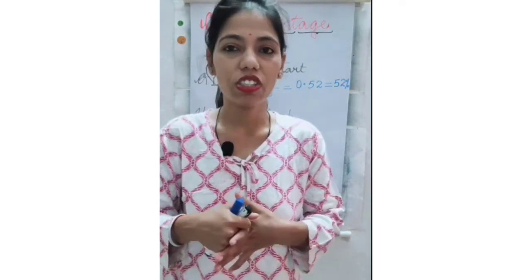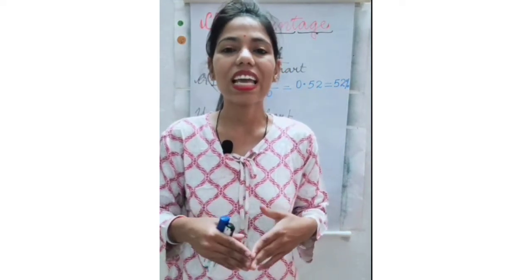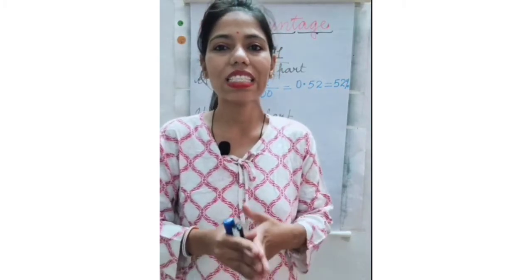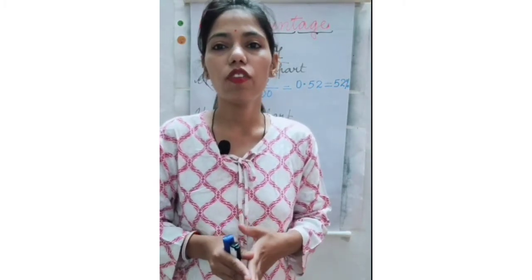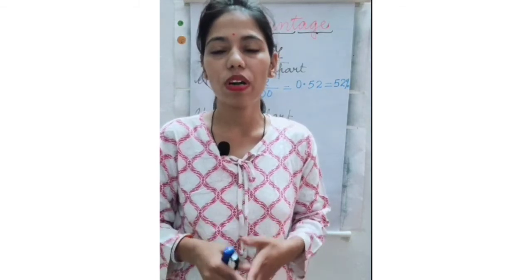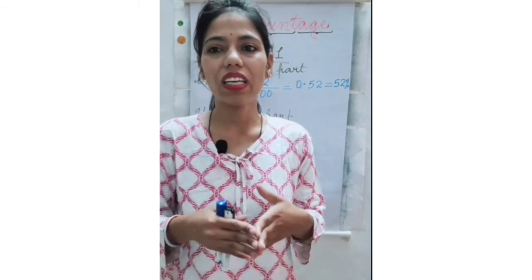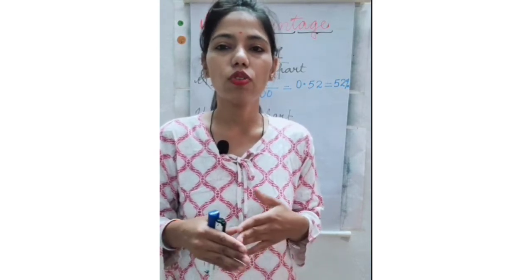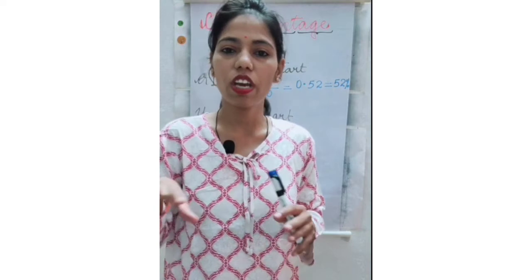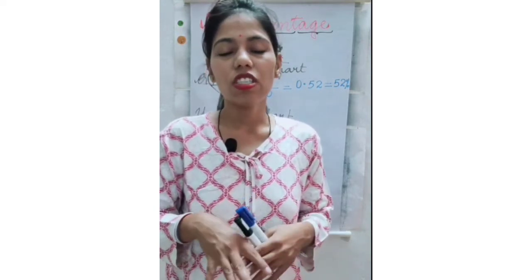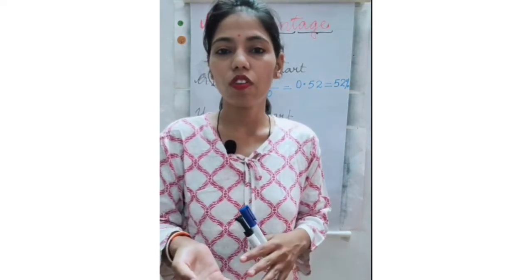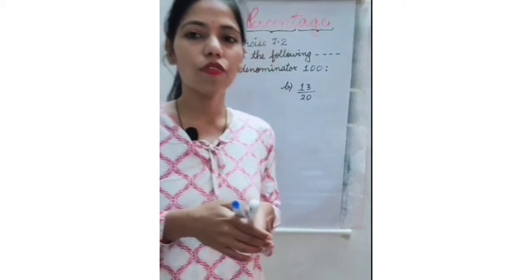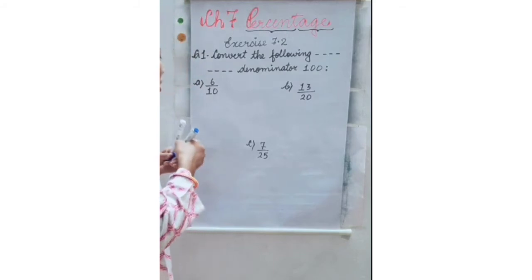Here our exercise finishes and we will start exercise 7.2. The first question of exercise 7.2 is: convert the following fractions into percent by finding an equivalent fraction with denominator 100. So what we have to do? Some fractions are given and we have to convert these fractions into percentage. And how will we convert? By changing the denominator into 100. And the first part is 6 by 10.